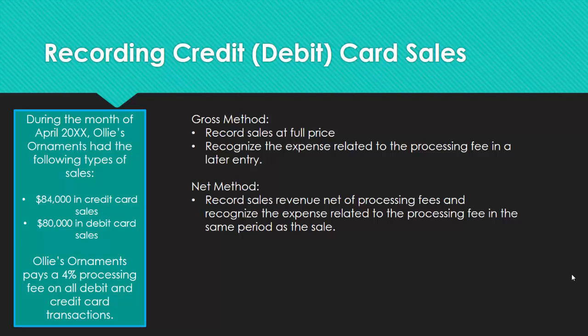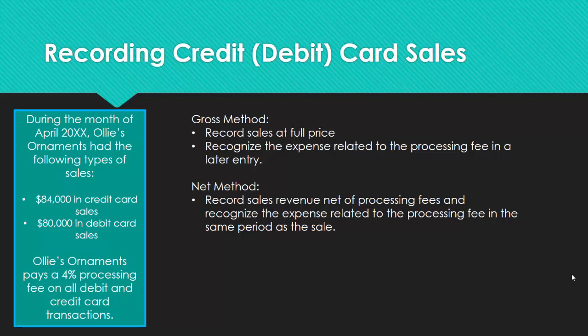The first issue we're going to tackle are credit and debit card sales. When you are a retailer and your customer makes a purchase using a credit or a debit card, the company that issued that card, be it Visa, MasterCard, or whatever company is issuing the card, is going to charge you a processing fee. That's how those companies make money in the first place, on top of all the interest they charge us. But the processing fee is normal in the business world.